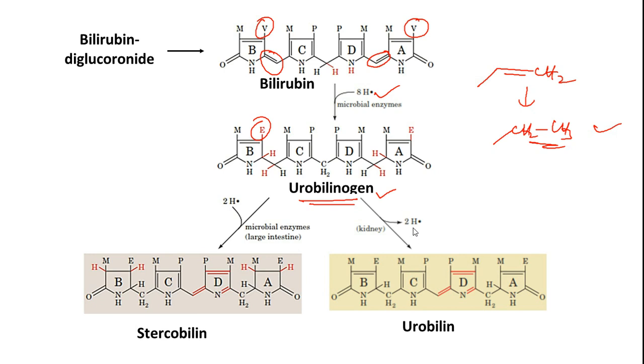So here, what is happening? Oxidation is happening so that urobilin is generated. This is slightly yellowish in color. And the remaining urobilinogen will move further and be reduced further, thereby being converted to a brownish colored chemical. We call it stercobilin. It all happens in the large intestine.